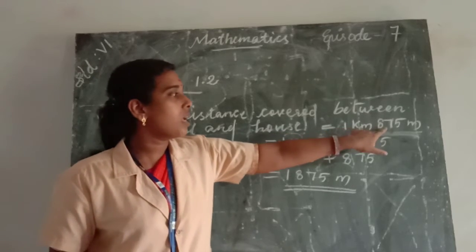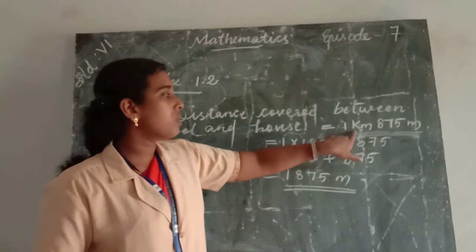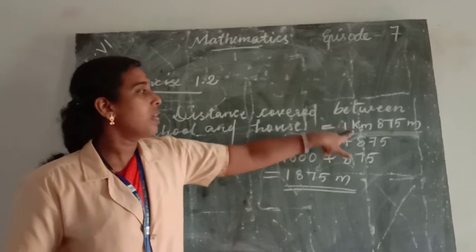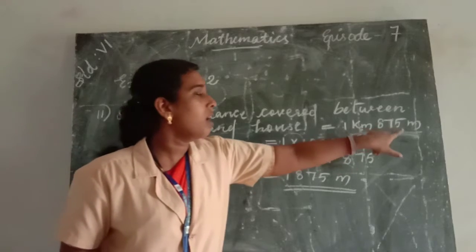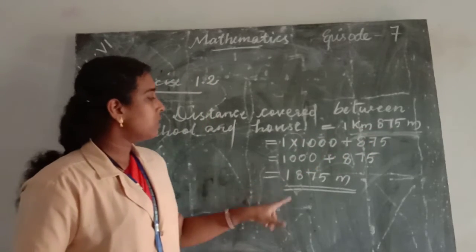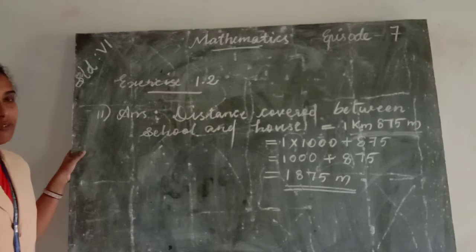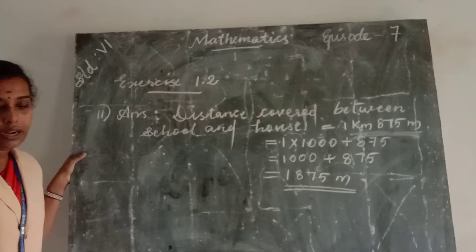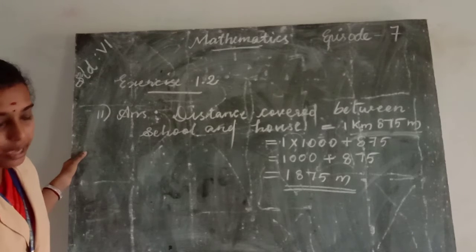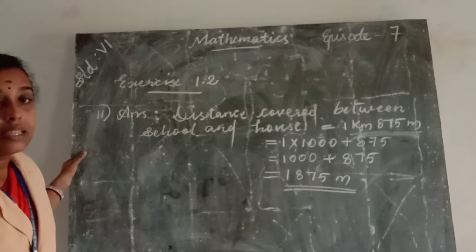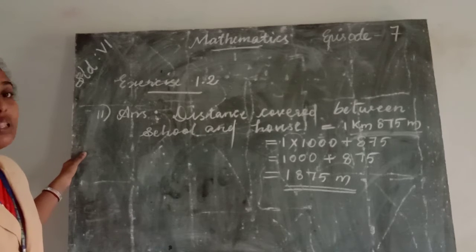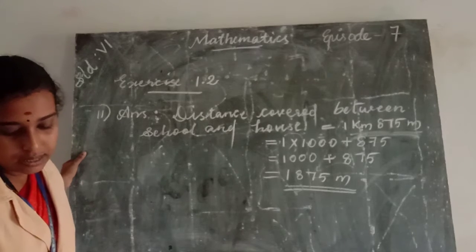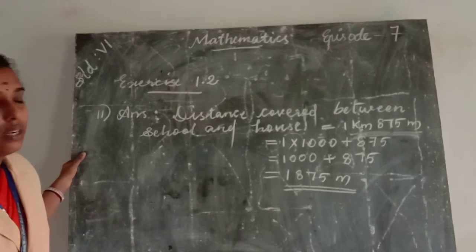So we write the first step, distance covered between school and the house. It is 1 kilometer 875 meter, and we want to convert kilometer into meter. For converting kilometer into meter, we multiply the number of kilometers by 1000 and add the number in meters, and we get 1875 meter. So distance covered between school and house is 1875 meter. And the next step is, she walks both ways each day. So the next step is distance travelled by the student in one day.